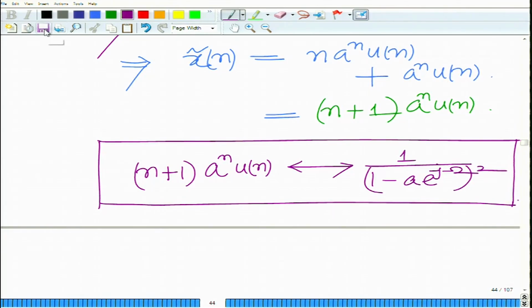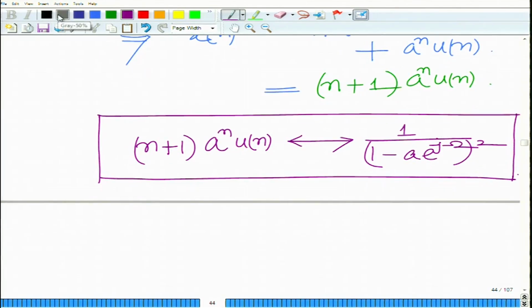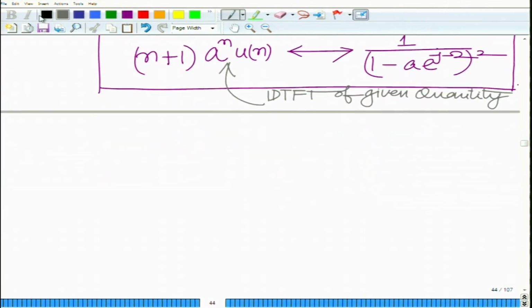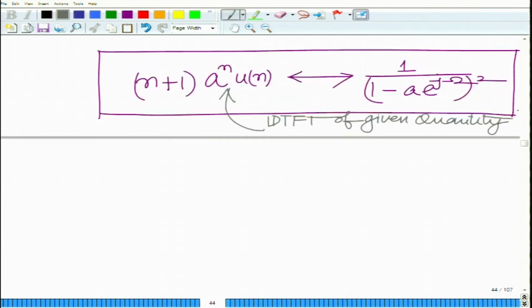Okay. So, this is basically the inverse DTFT of the given quantity. Now, another way to do it will be as follows.